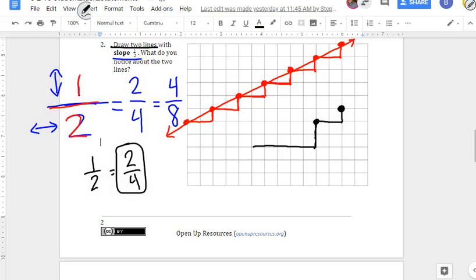1, 2, 3. Oops, I went too far. So that if I connected these, this is what I should have. And again, 1 over 2, 2 over 4, they equal the same amount. So they're going to create the same line. Okay, so this is using slope to create a line.